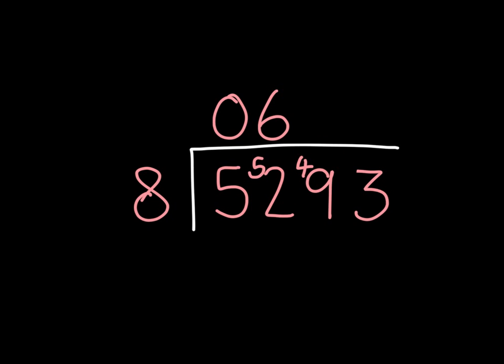Now I look at 49. How many 8s go into 49? Well, I know that 8 times 6 equals 48, and the remainder between 48 and 49 is 1, which I'll place here. Now I look at 13. How many times does 8 go into 13? The answer is of course 1, and the remainder between 8 and 13 will be 5. So the answer to 5293 divided by 8 is 661, remainder 5.